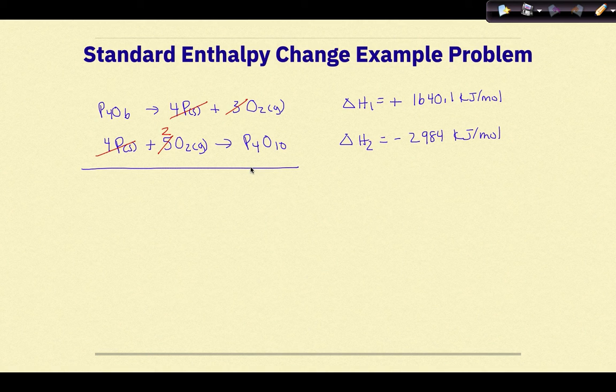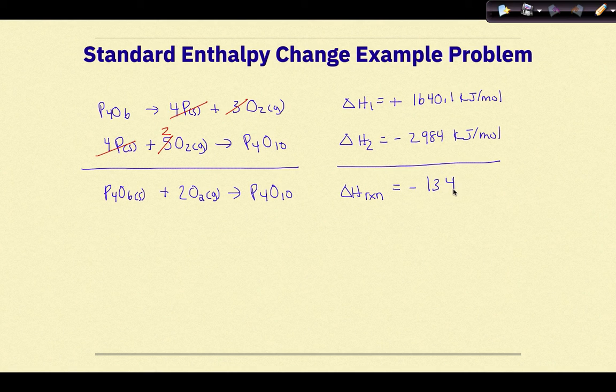And when I rewrite my equation, P4O6 solid plus 2 moles of O2 gas yields P4O10. I have my original equation. And then what I will do is combine my delta H1 and my delta H2 together. So my overall heat of reaction is equal to negative 1,343.9 kilojoules per mole. So that's another example of how to approach these problems.